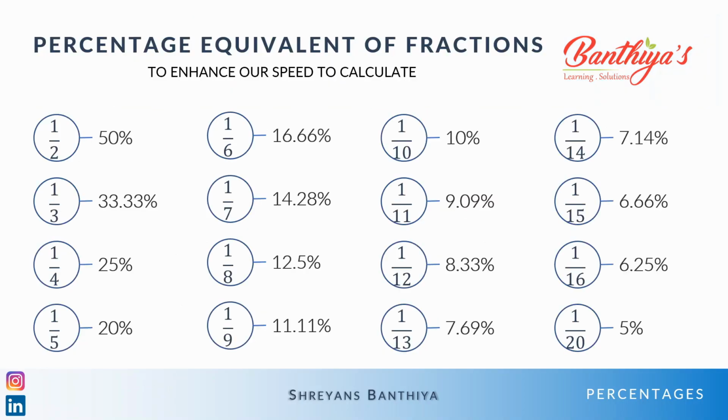Now, before we begin, you also need to memorize this. 1 by 2, when you convert it to percentage, becomes 50%. 1 by 3 is 33.33%. Similarly, 1 by 6 is 16.66%. And this you have to remember up to 1 by 20. It will enhance your speed of calculation in competitive exams. If you don't memorize this, it will waste around 30 to 40 seconds of your time calculating it. And if you memorize this, you are again in the advantageous position. So please memorize this as well.